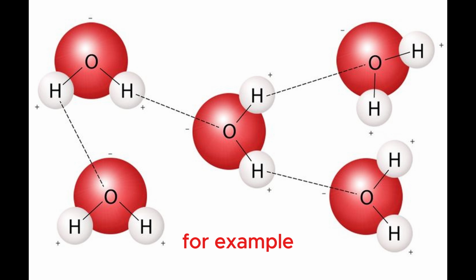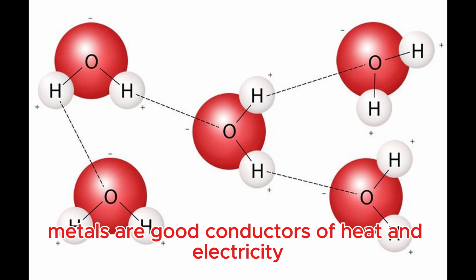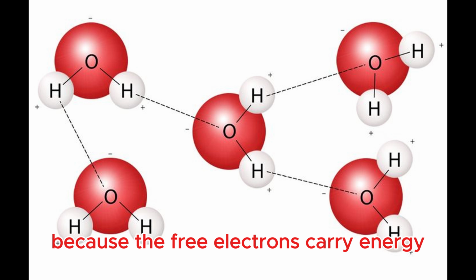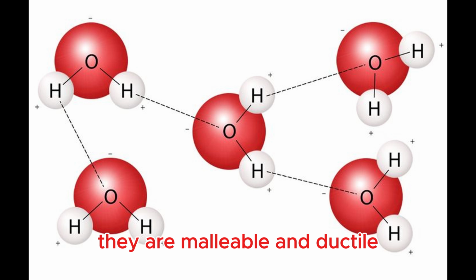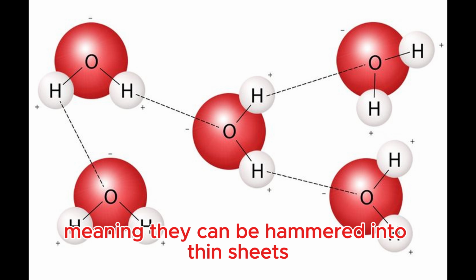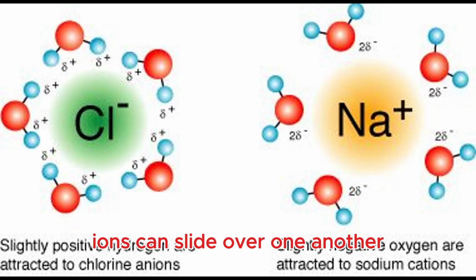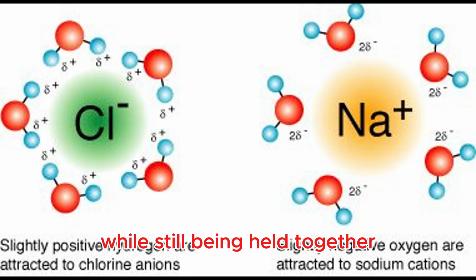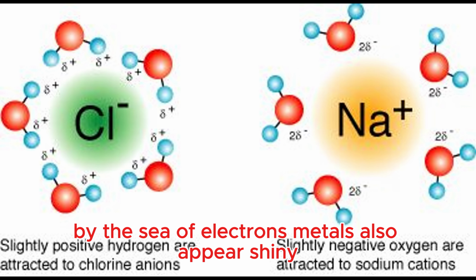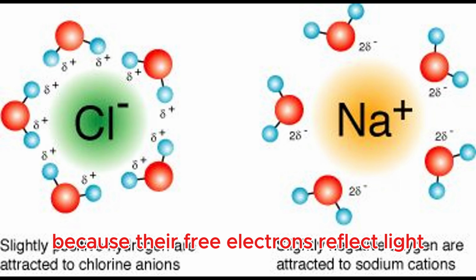For example, metals are good conductors of heat and electricity because the free electrons carry energy. They are malleable and ductile, meaning they can be hammered into thin sheets or drawn into wires without breaking, since the layers of metal ions can slide over one another while still being held together by the sea of electrons. Metals also appear shiny because their free electrons reflect light.